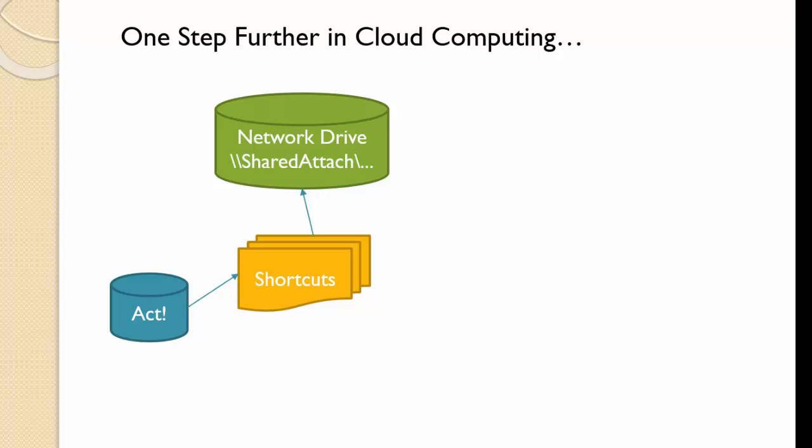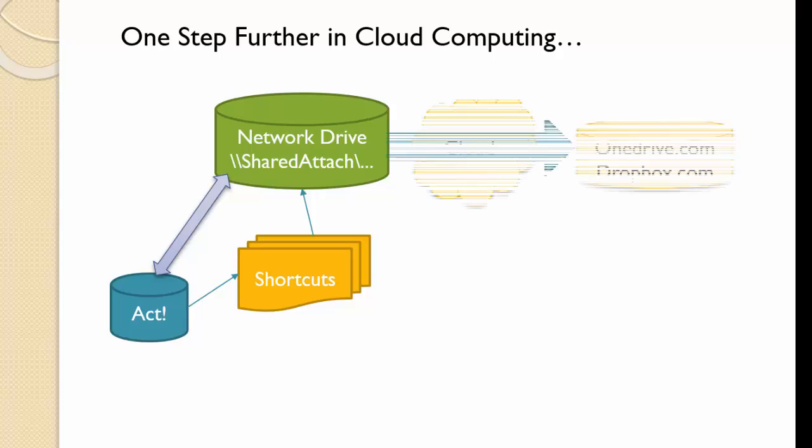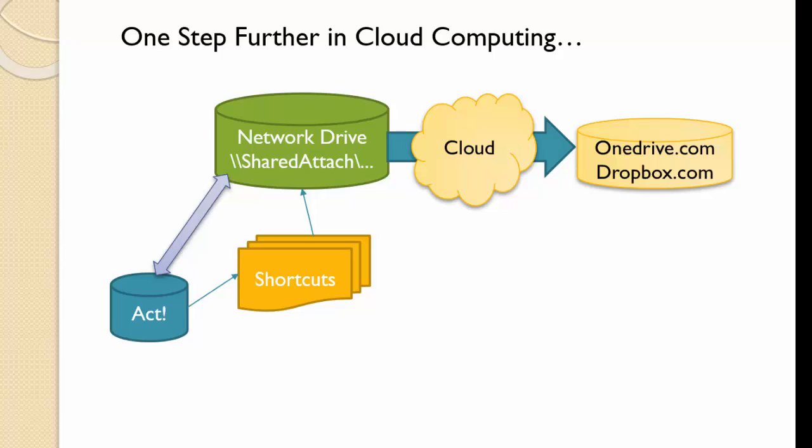The nice part about this is that everybody in that ACT database has access to that network drive. So everybody can open the attachments to look, and this is particularly important if you have a large organization. Everybody's accessing it. So let's take this one step further and ask, what if that network drive is actually a Dropbox or a OneDrive on the network, on the internet?